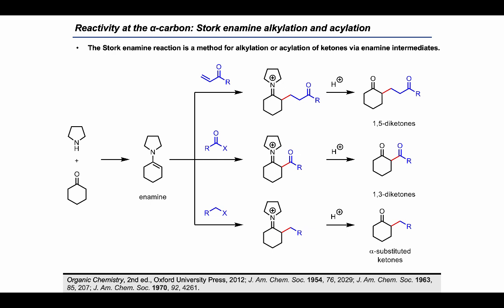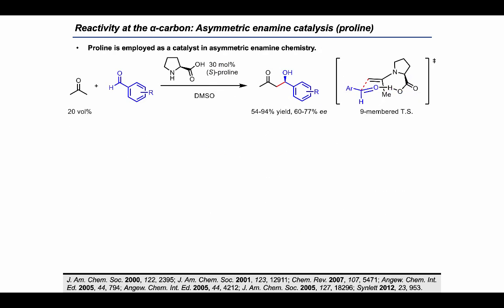As you can see, the initially formed products of these reactions are aminium ions. The carbonyl products are readily revealed via hydrolysis during aqueous workup. Catalytic enamine chemistry, and in particular asymmetric enamine catalysis, is also possible.